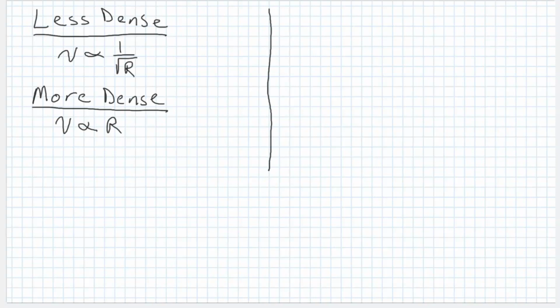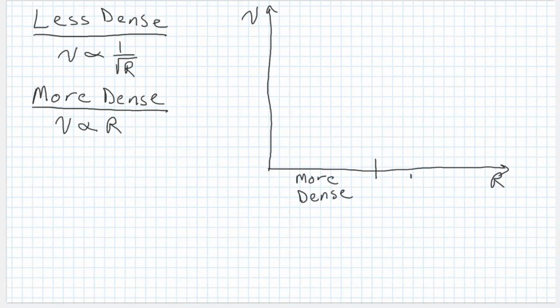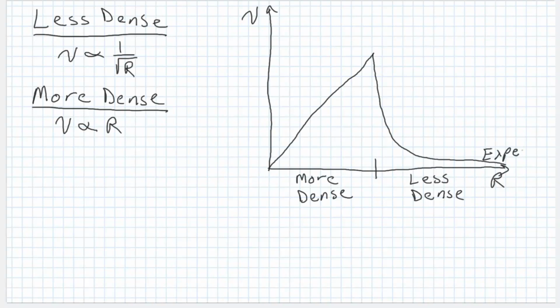So if we were to combine these two in a graph of our rotational speed in the more dense center of our galaxy and our less dense halo around our galaxy, we should get a proportional line that rises straight up as we go from the center of our galaxy, that drops in a 1 over square root of r function as we get to the less dense part of our galaxy. This is what we expect.